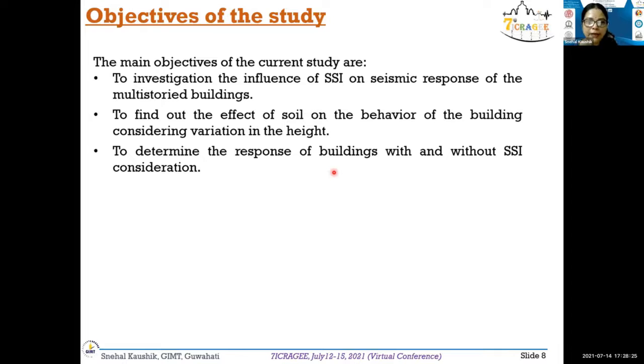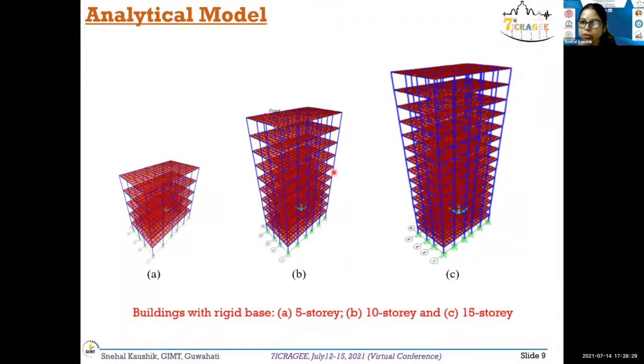So here we have these three models: a five-story building, a 10-story building, and a 15-story building. These three buildings are considered. In the first case, we have kept the base of all the buildings rigid, like what we do in our conventional design, right? Practicing engineers consider the fixed base and analyze the structure. So the same case we have considered here for the first study.